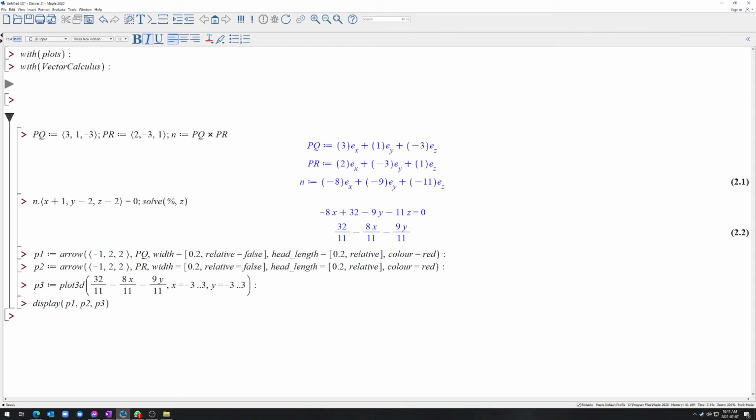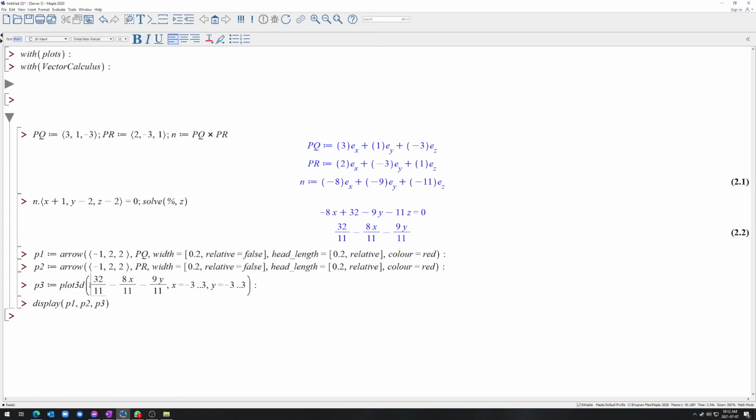Now, I've got a few different plotting commands here. P1 is going to be a tool that plots vectors, that's arrow. It's going to have the initial point (-1, 2, 2), and we're going to be plotting the vector PQ. Our second plot is going to be, again, the initial point P and the vector PR. So that'll be able to visualize both of the vectors that we're using to come up with the equation of this plane.